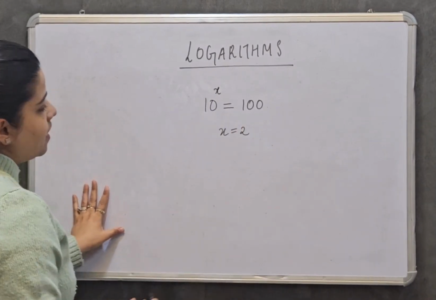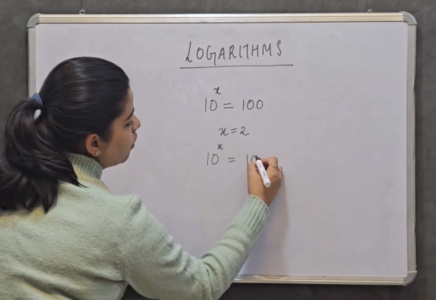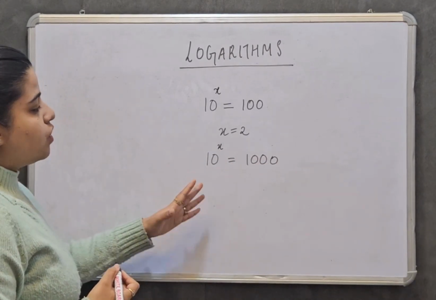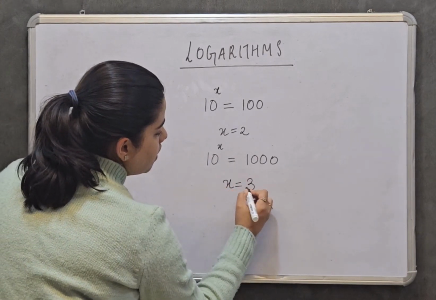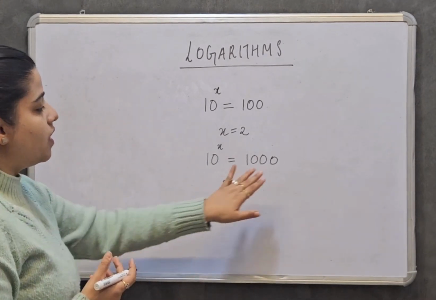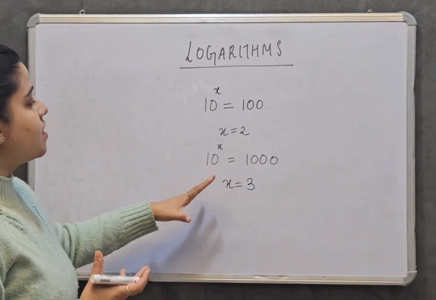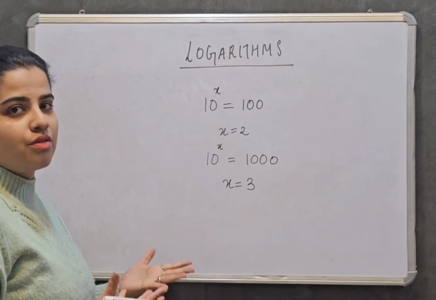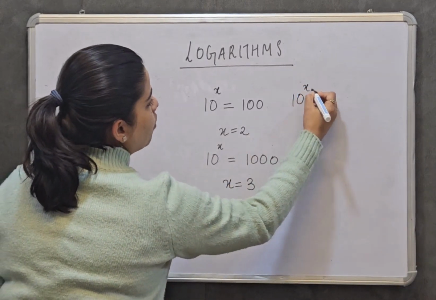Now let's take another example. Suppose I ask you, what is the value of x in this case? You can directly say that the value of x is 3, because when 10 is raised to the power 3, we get 1000. In these examples, you can directly find the value of the exponent by just looking at the expression, right?